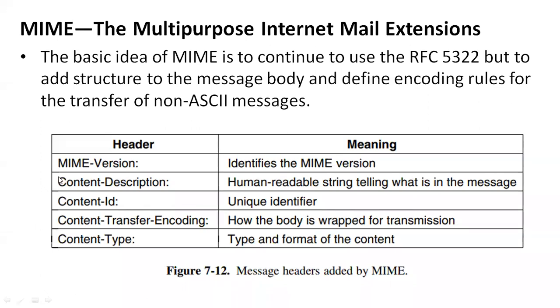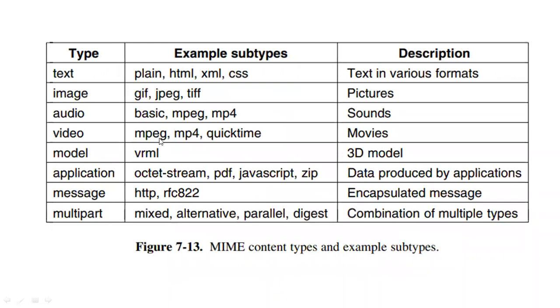Coming to the types, we can have multiple types which can be used for the MIME format, like text. These are the MIME content types: text, images, and also example subtypes, audio, video, model, and application, message, multipart. So these are the different content types which can be included in the MIME message format. And here in this table, we represent the type and also the subtypes and their descriptions.